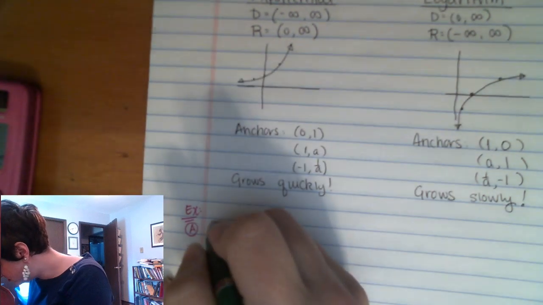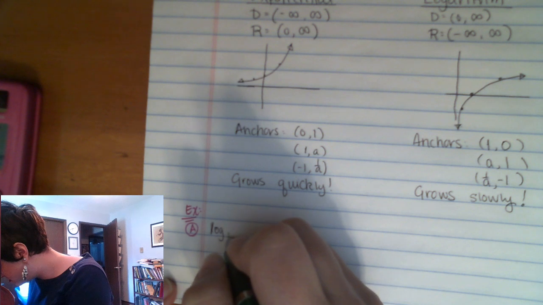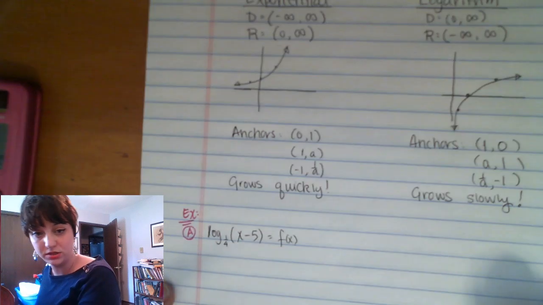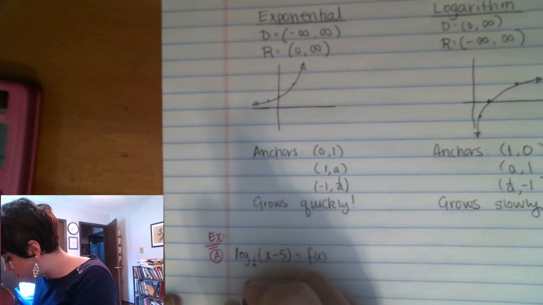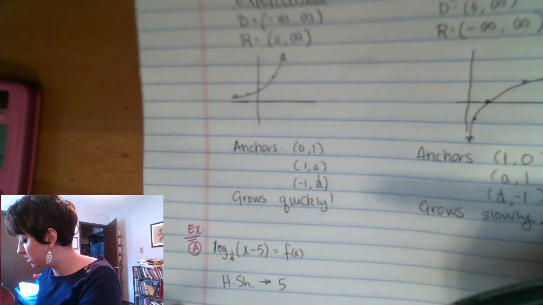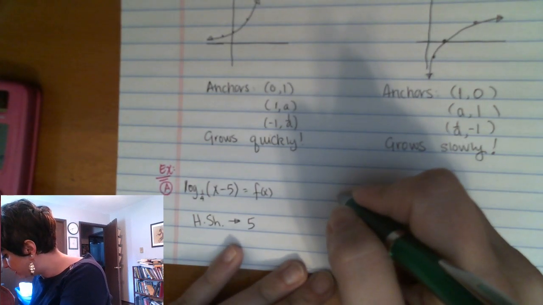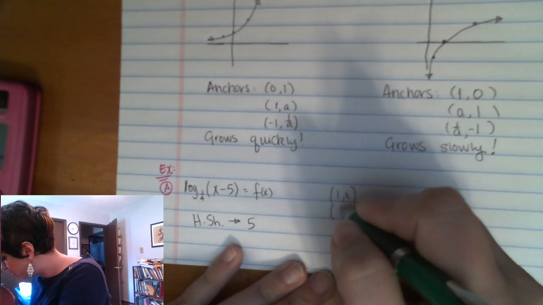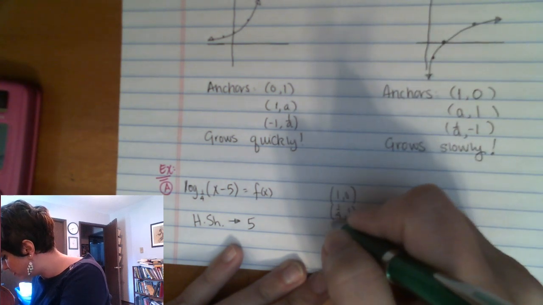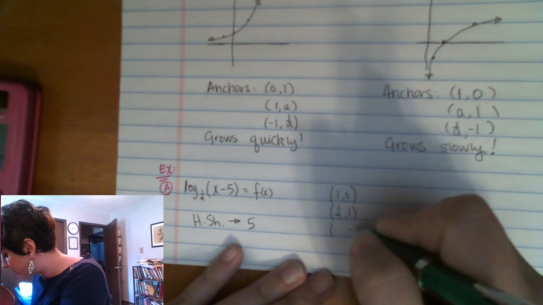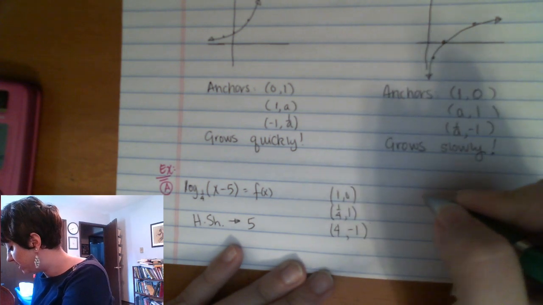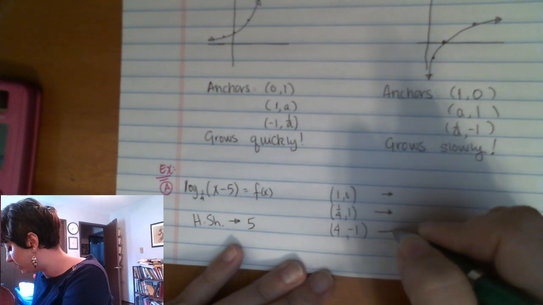Log base 1/4 of x minus 5. Okay, so this has only a horizontal shift to the right by 5, right? All right, so my anchors, I would start with 1, 0. So A is the base. In this case, the base is 1/4, 1. And then 1 over A, -1. So the reciprocal of 1/4 is 4. So I start with that, and then I shift them to the right by 5.